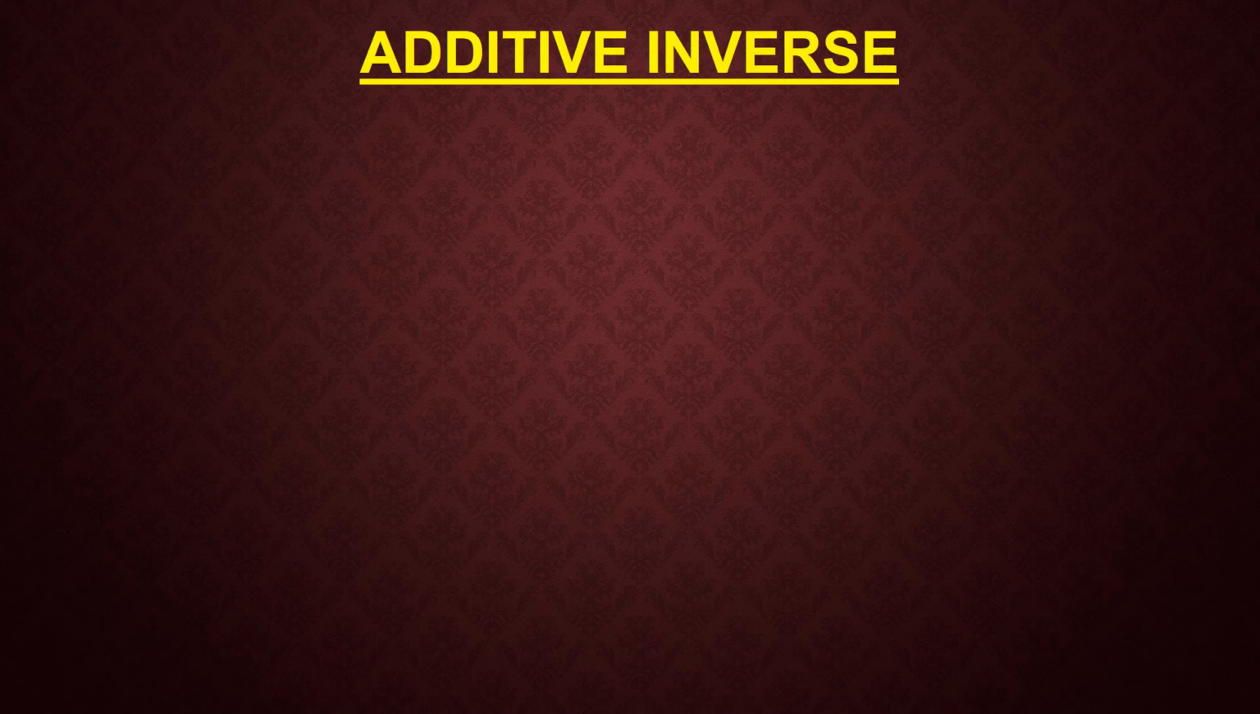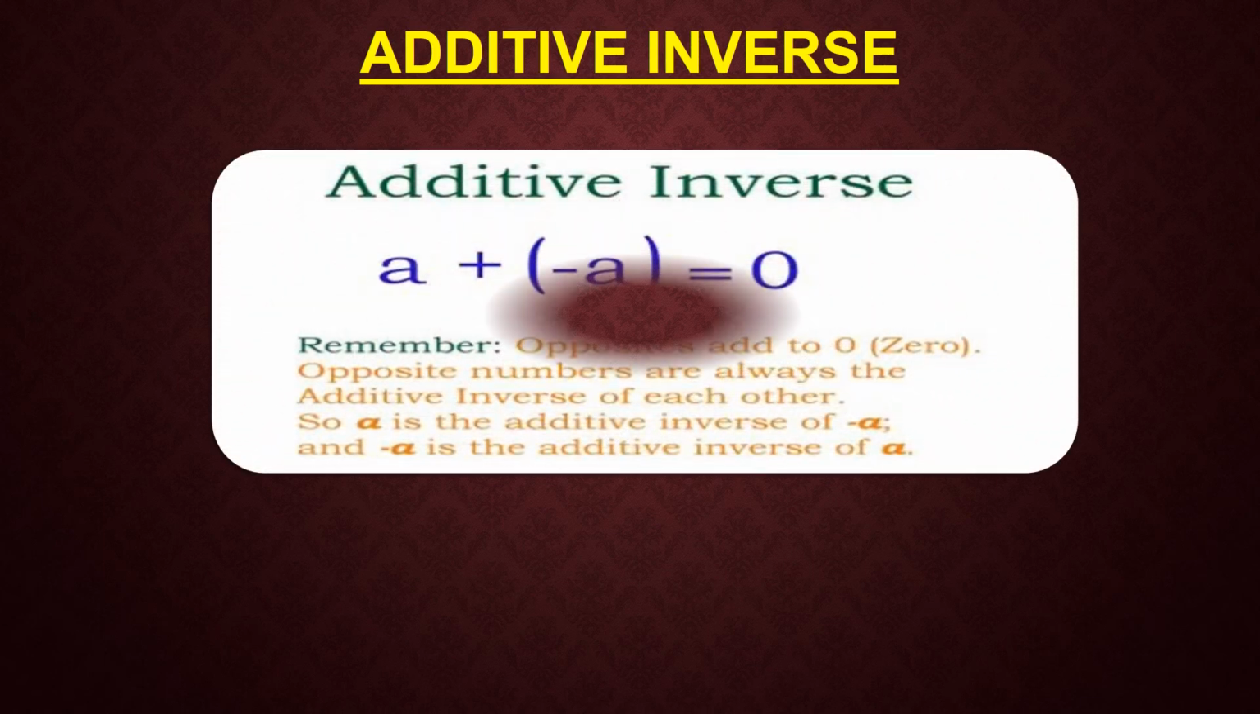Next topic is additive inverse. A number that when added to a given number gives 0, then the numbers are called the additive inverse of each other. Opposites add to 0. Opposite numbers are always the additive inverse of each other. So A is the additive inverse of -A and -A is the additive inverse of A.